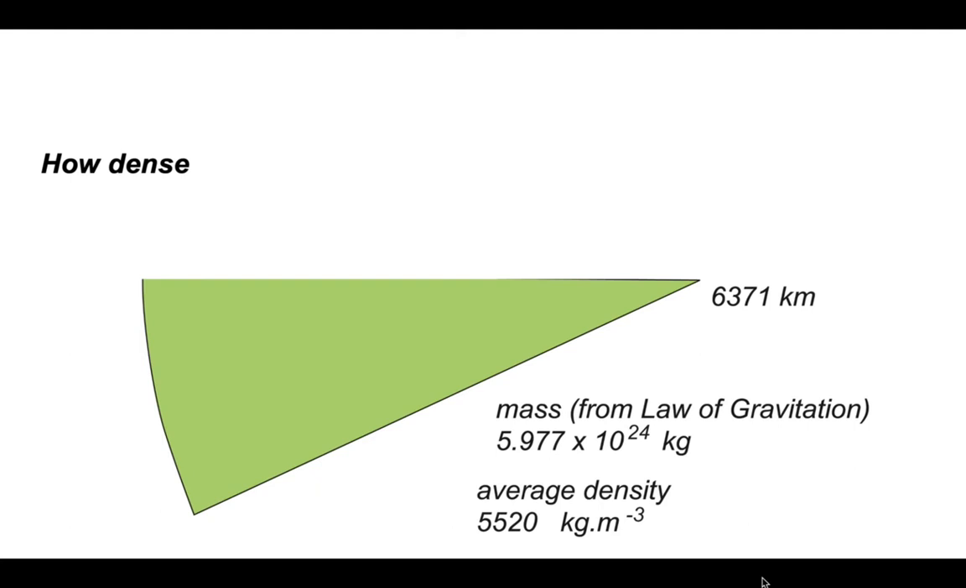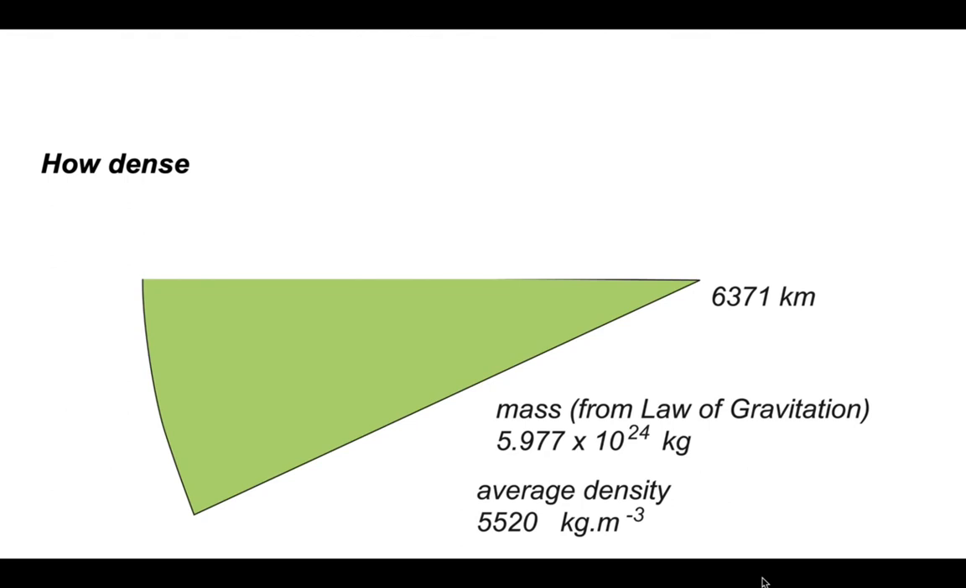Now that value is very interesting because measurements of densities of rocks at the Earth's surface in the crust are all less than about 3,000 kilograms per meter cubed, which means that the crust is unrepresentative of the Earth as a whole. The Earth is significantly denser than the materials we find at the Earth's surface. So the Earth, therefore, is layered.